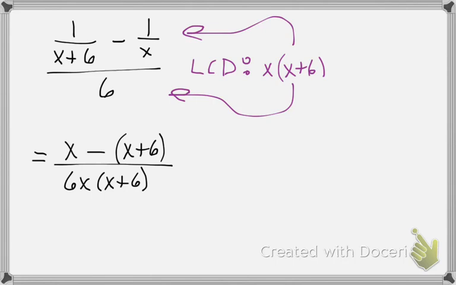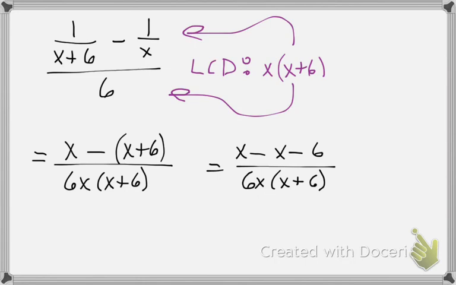And that denominator is nicely factored for us. So don't reinvent the wheel. All we have to do is clean up the numerator. So what should I do in the numerator? Distribute the negative. x minus x minus 6. And then x minus x cancels to 0. So you just get negative 6 over 6x, x plus 6.